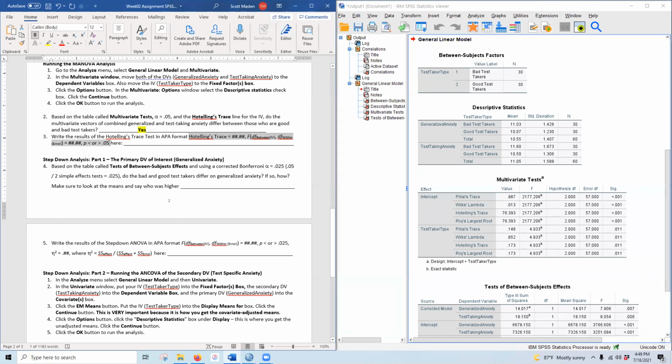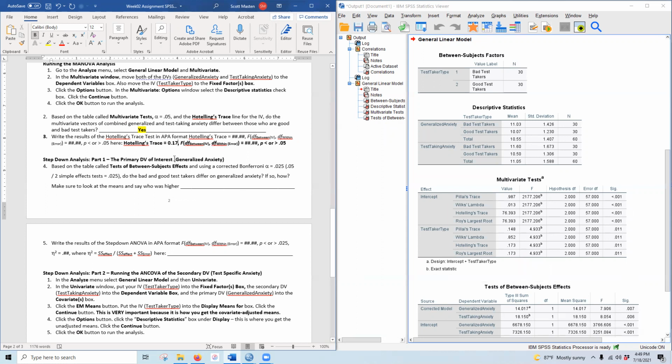I'm going to cheat and copy it right here because why not, right? Boom, paste it in there. I'm gonna bold it and let's fill it in. Hotelling's trace is equal to some number to 2 decimals. Where's that? Test taker type, Hotelling's trace is right here, 0.173, so 0.17.